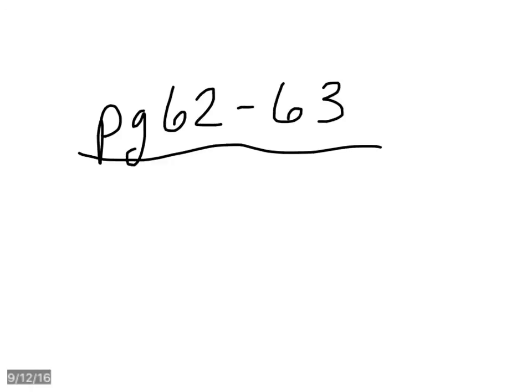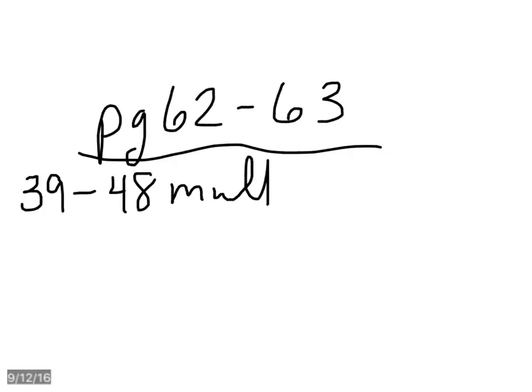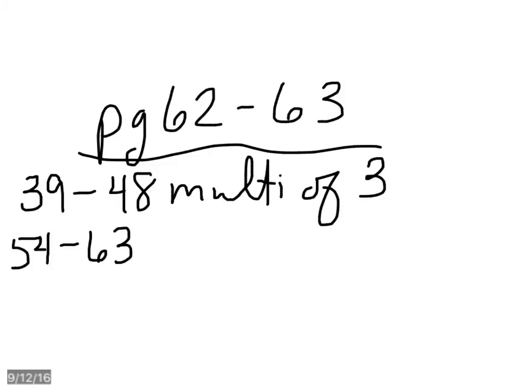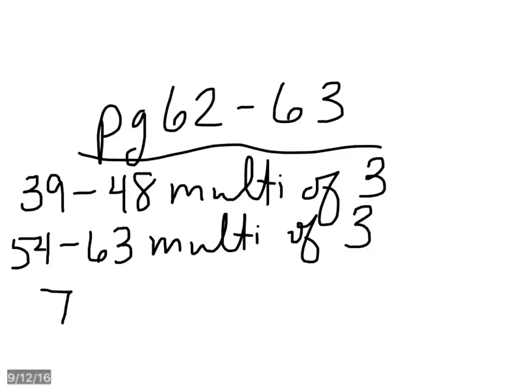Okay, so here's what you got. On page, what page was that on? 62? To 63? 39 to 48, multiples of 3. Then 54 to 63, multiples of 3. And 73.